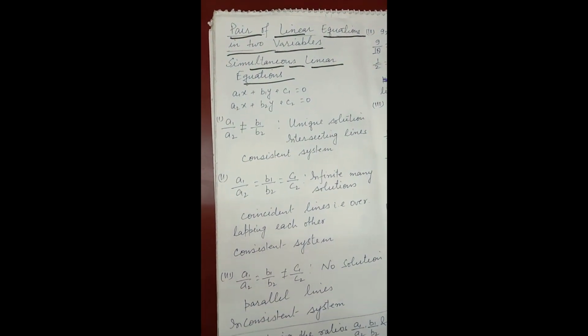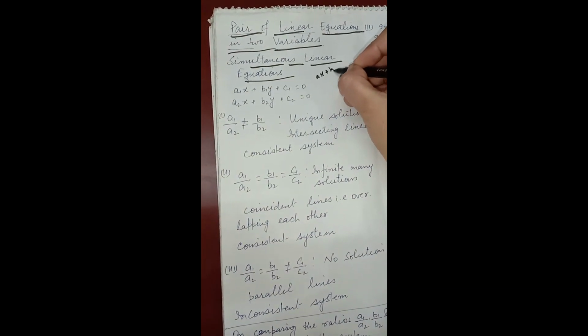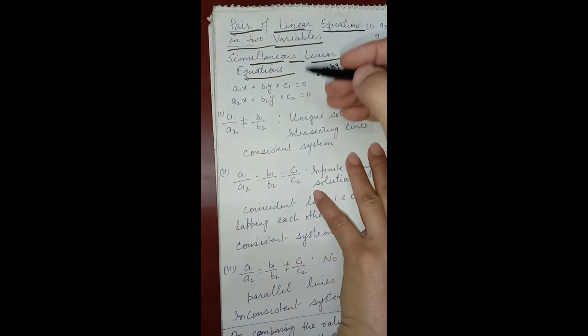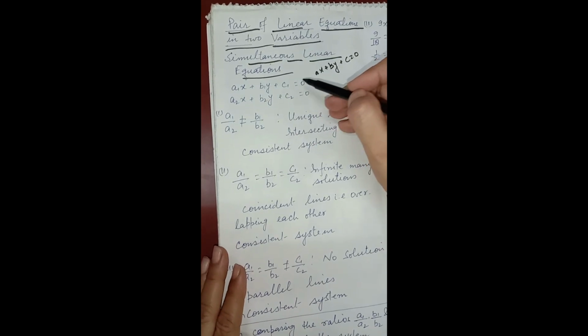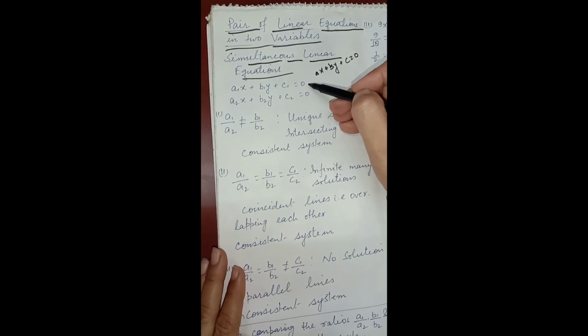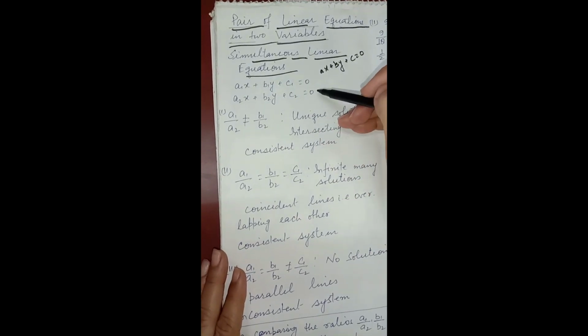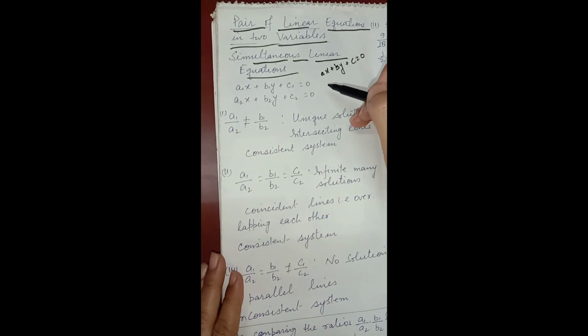So let us consider the standard form: ax plus by plus c equals 0. In that way we take the equation as a1x plus b1y plus c1 equals 0. This is the first equation. And the second is a2x plus b2y plus c2 equals 0. Here we are taking a system of linear equations.